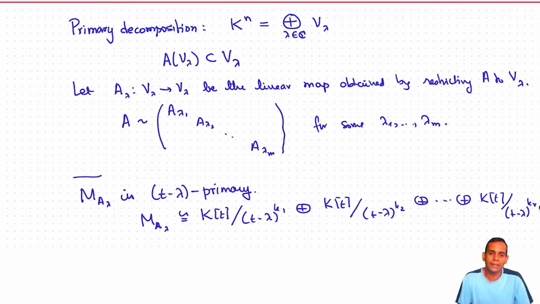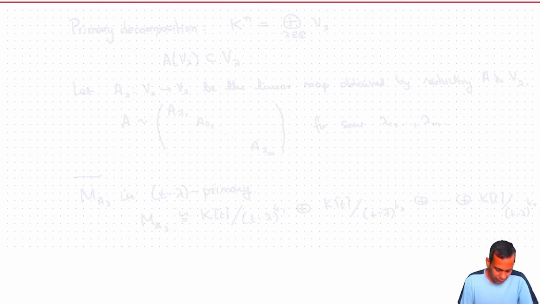Basically, if you have K[T]/(p(T)) occurring in a lambda primary module, then we've seen that that polynomial p(T) has to be a power of T minus lambda. So only powers of T minus lambda can occur in the decomposition of M_A,lambda. And now let's see how to understand one of these.